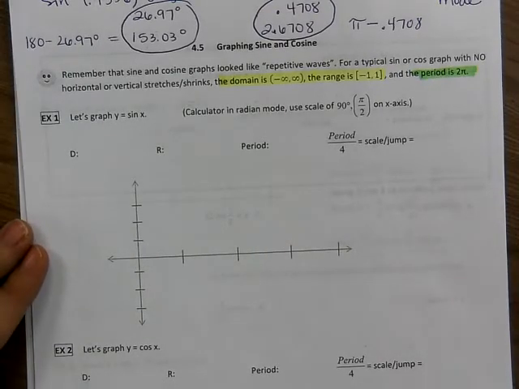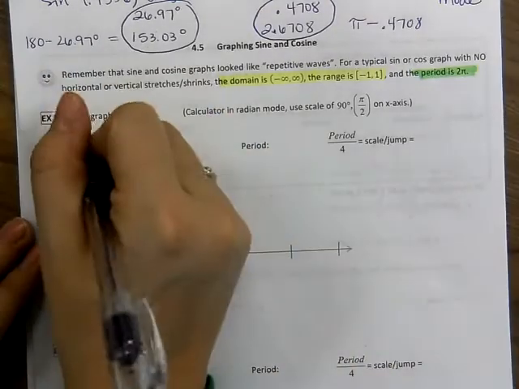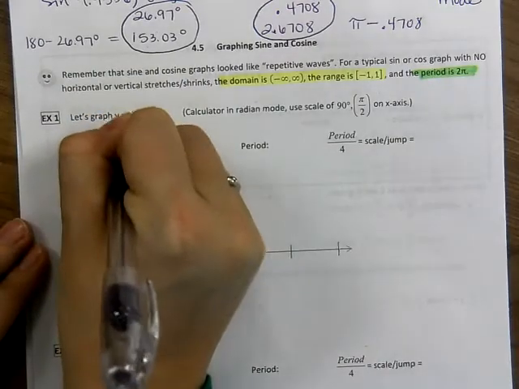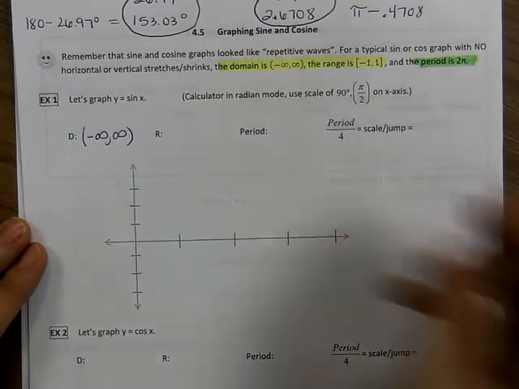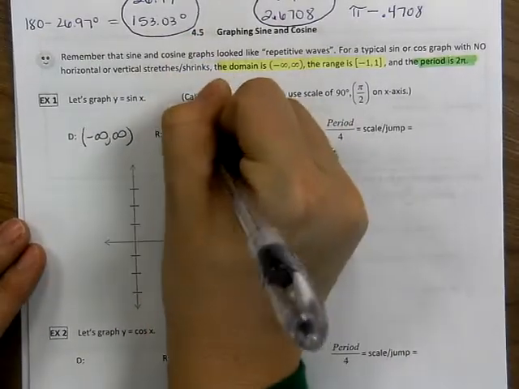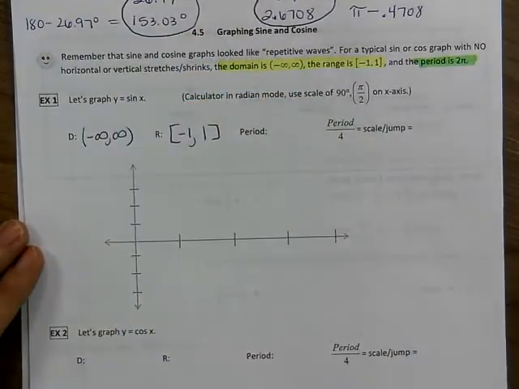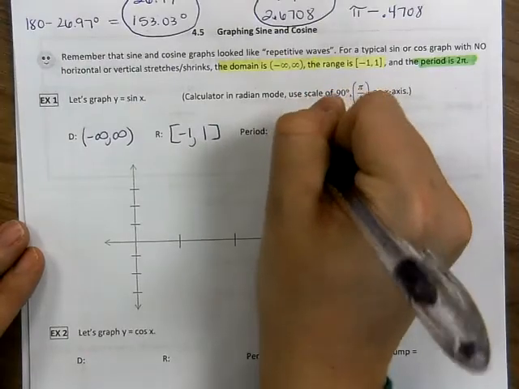So the parent function for sine, first of all, we just literally talked about this. The domain is from negative infinity to infinity, and the range is from negative 1 to 1, both with brackets because it's going to be able to touch at 1 and negative 1. And then the period is 2 pi.